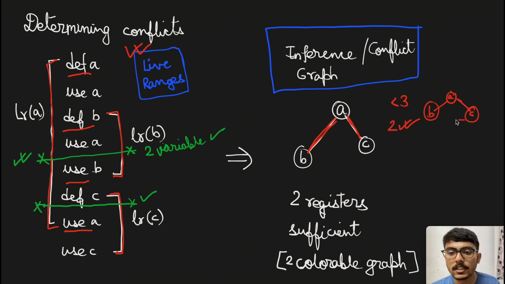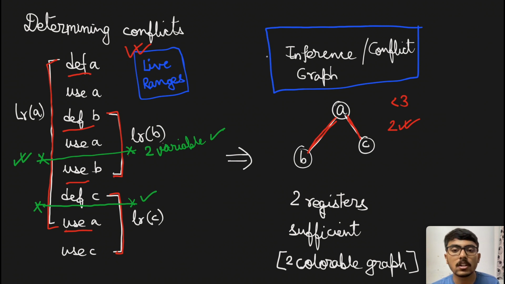Suppose we have this particular edge, right? And here in this case, suppose we color this with red and we color this with blue. Then we cannot color this with blue or red. We need to choose any other color, say a third color. So in this case, this is a more than two colorable graph. Since this is more than two colorable, we need more than two registers to allocate to the variables. So I hope you understood what I tried to say here.